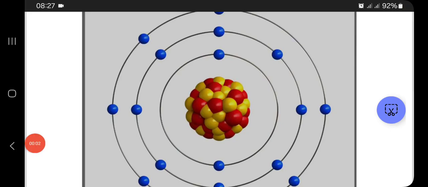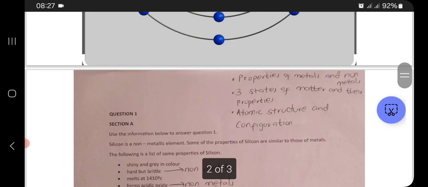Today's exam question, this is a science exam question and it's very long. It needs you to understand the properties of metals and non-metals. You need to understand the three states of matter and their properties. You need to understand the atomic structure and the configuration. So I'm just going to get straight to the question.